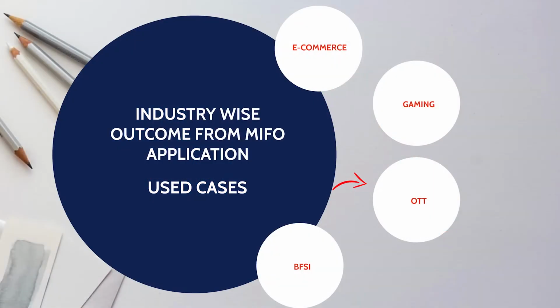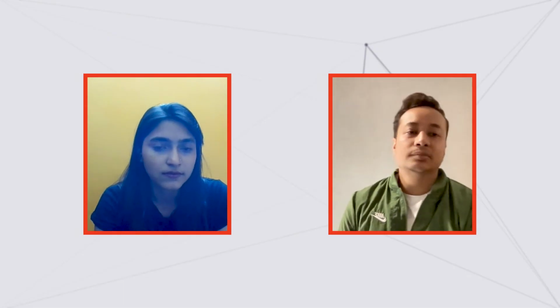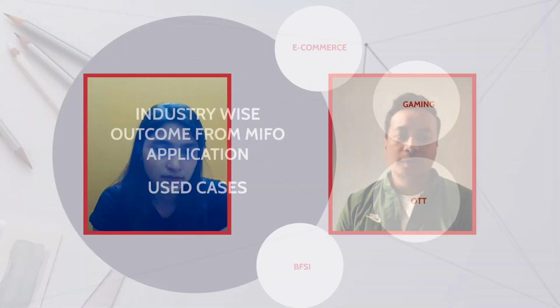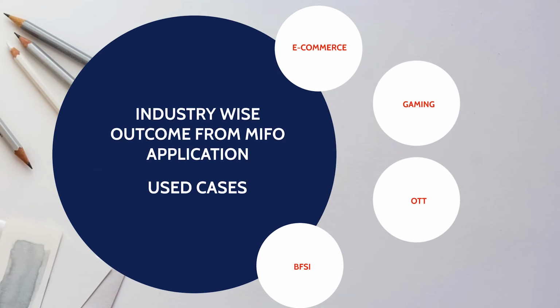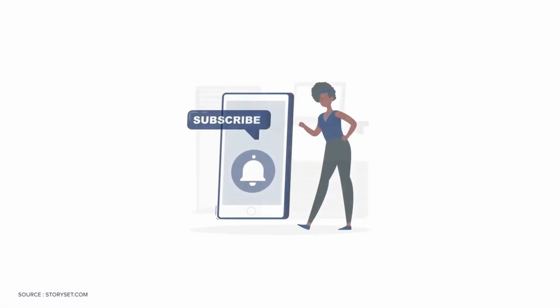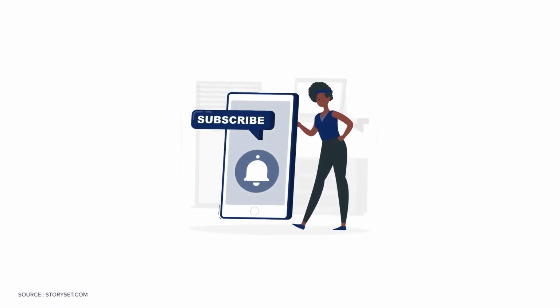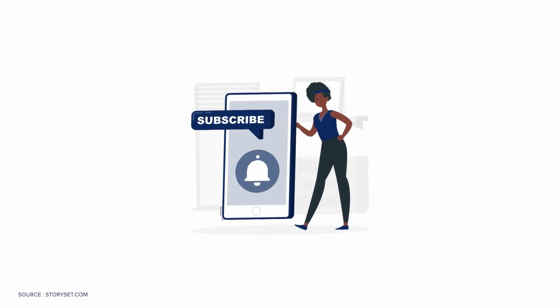So for OTT, right, again, as we discussed for gaming, there are two major models that advertisers use for monetization. One is subscription, the other one is advertising, or what they call AVOD, right? So for OTT, what we can do with MiFo is predict subscribers and get more installs from people who are more likely to subscribe in the future for the app. So that's a very simple and effective use case for OTT.